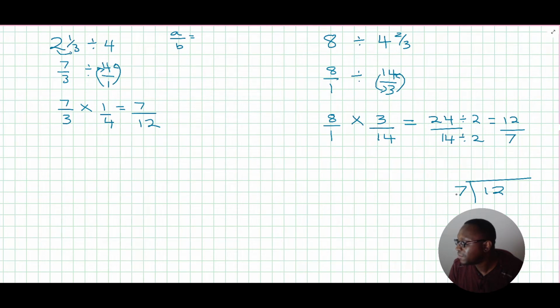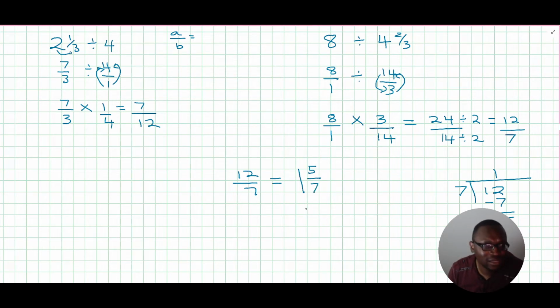How many groups of 7 in 12? There should be one of them. 1 multiplied by 7, we have 7. Subtract 12 minus 7, we have 5. So 12/7 is the same as one whole number here, then the remainder is 5, and we're dividing by 7.